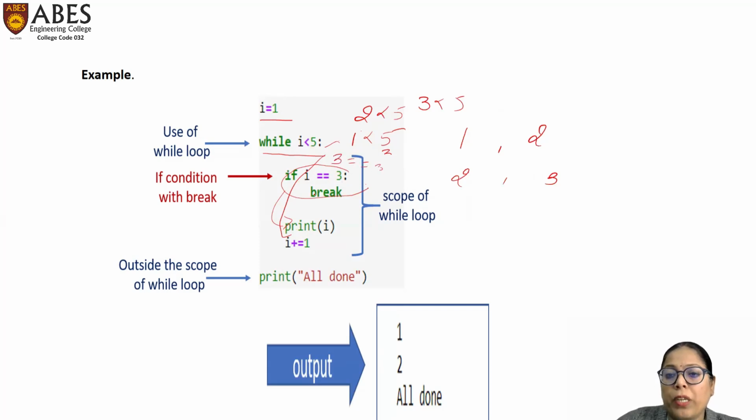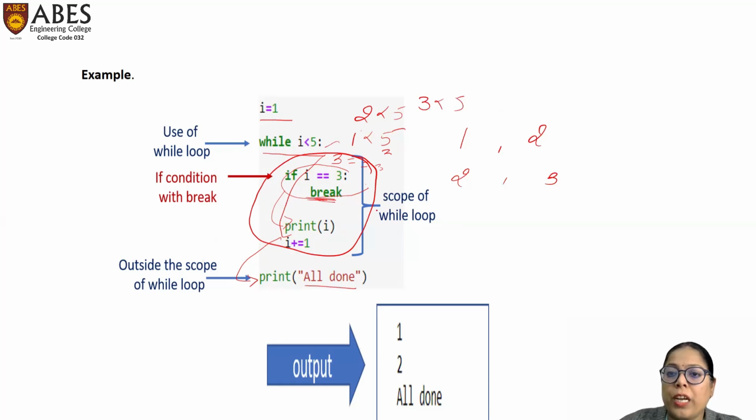So now what will happen? It will break here only. It will not go here. It will break here only and it will come out from this scope of while loop, and it will move to the statement which is just below the while statement or outside the scope of while. That is all done. It will be printed.